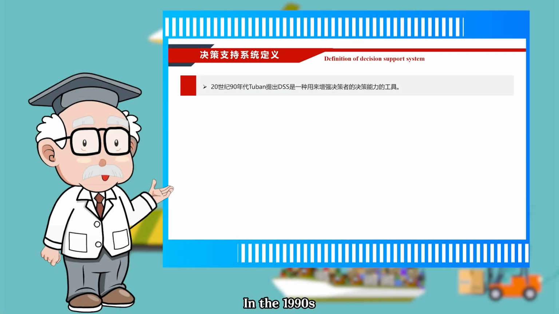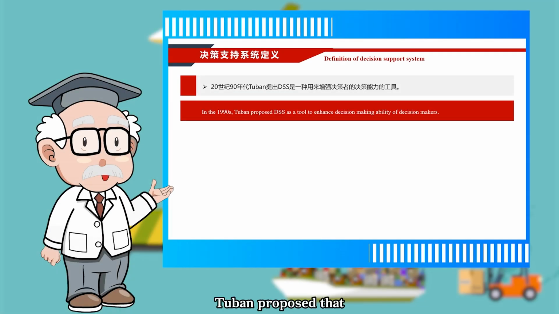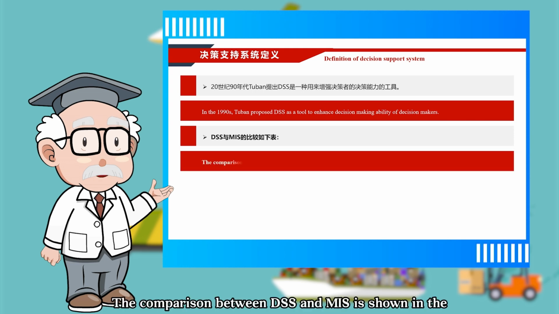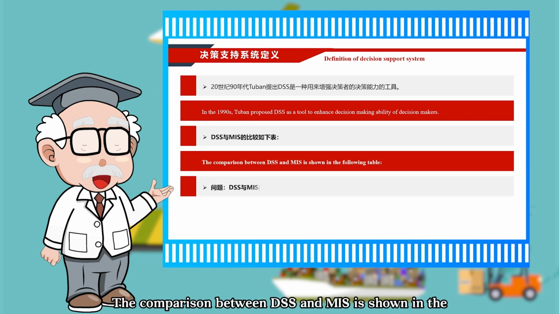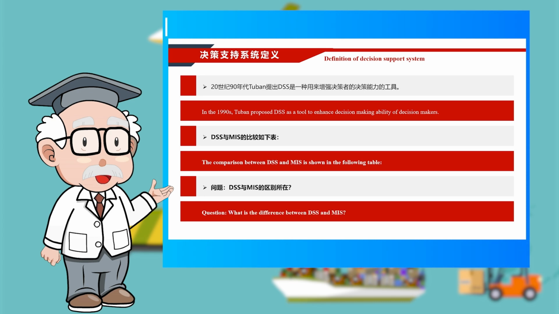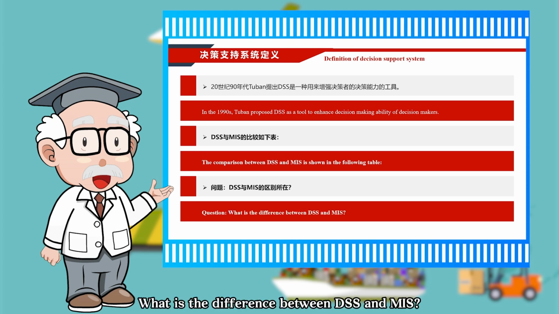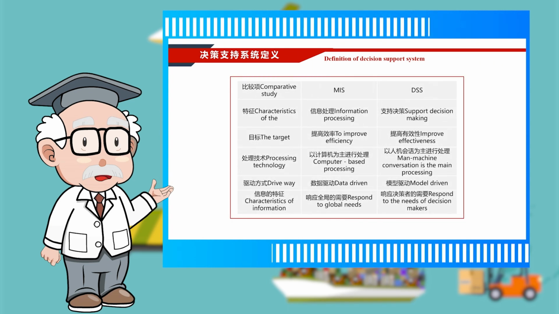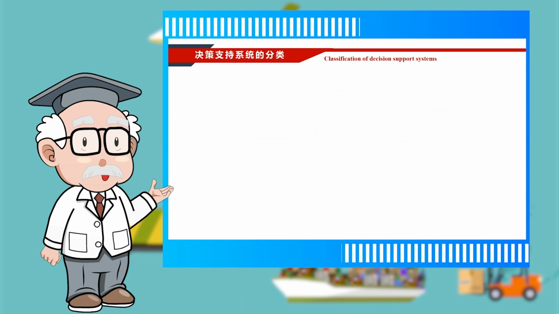In the 1990s, Turban proposed that DSS is a tool to enhance the decision-making ability of decision-makers. Comparison between DSS and MIS is shown in the following table. Question: what is the difference between DSS and MIS? As shown in the following table.